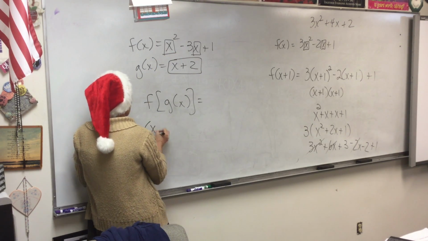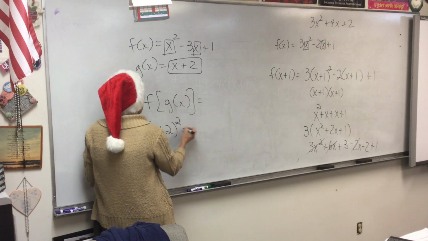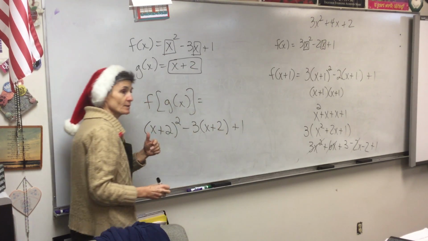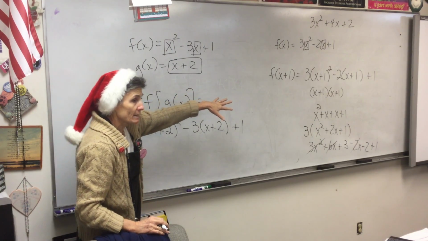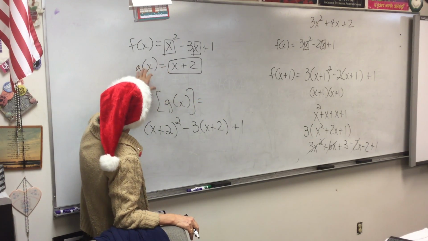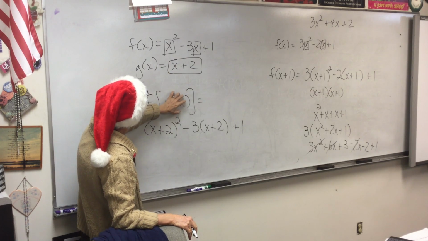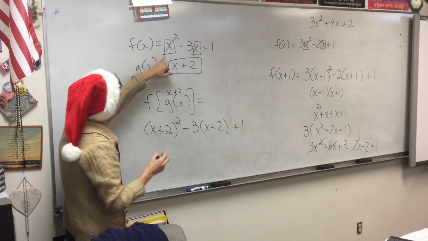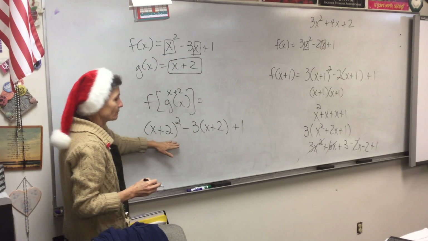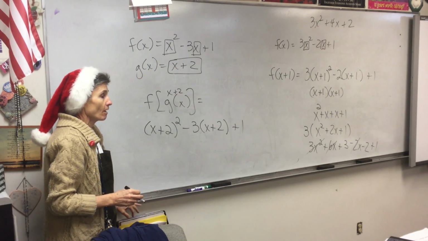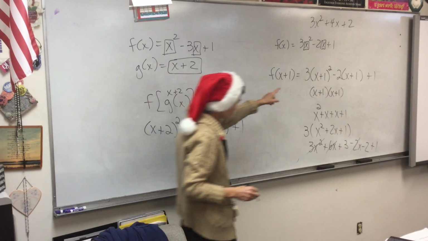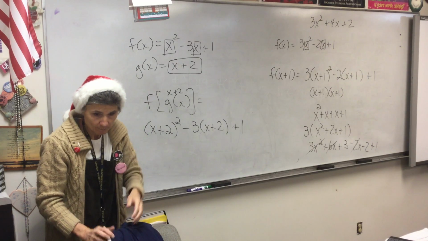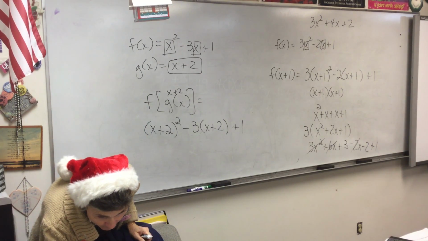So I have this (x plus 2) squared minus 3(x plus 2) plus 1. This is sort of like that one right there. We are taking whatever g equals, which is x plus 2, and we're plugging it into our f function. All right, FOIL it out, collect like terms, do just what we did here and tell me what you come up with. Come on. X squared plus x plus 1.